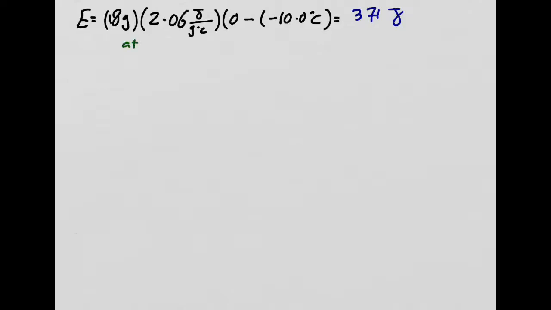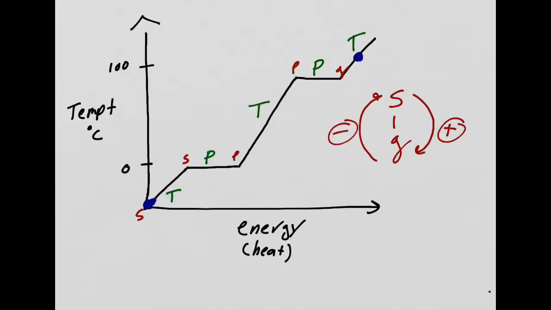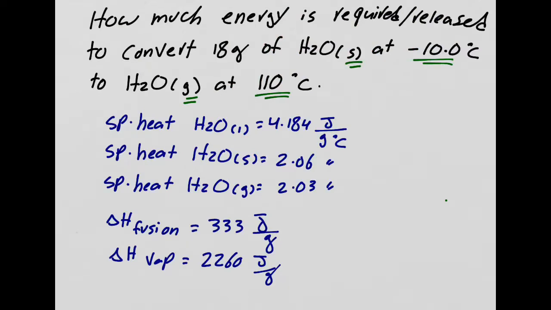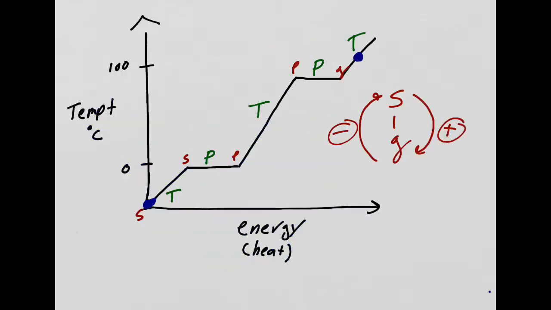Now what happens is, right now I am at 0 degrees. When you are at 0 degrees, then phase change could happen. Now the solid can go to liquid. So what do we have next? The next thing we have is a phase change. Mass, which is 18 grams, times, now the phase change, solid going to liquid, that is fusion.